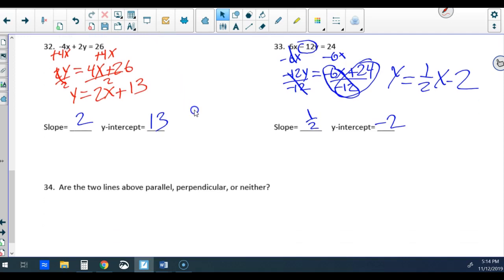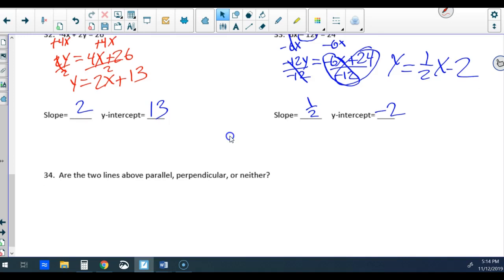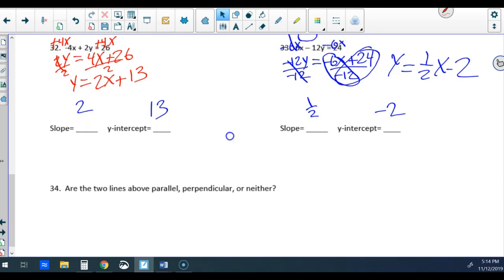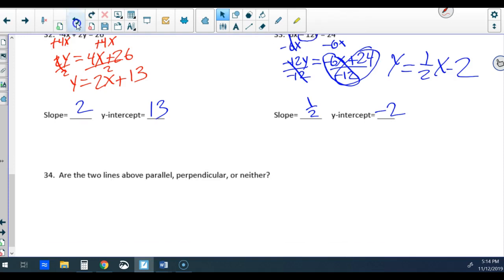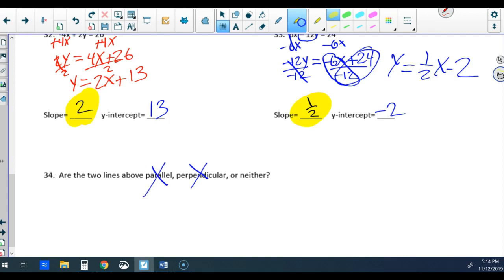34, very last one. Are these two lines above parallel, perpendicular, or neither? Well, all I care about here, oh goodness, what is that? Oh, I don't have a highlighter anymore. The slopes are all I care about. Slope is 2 there and 1/2 there. Those are reciprocals, but not opposite reciprocals. So they're not perpendicular. They have to be identical in order to be parallel. They're not. So neither.